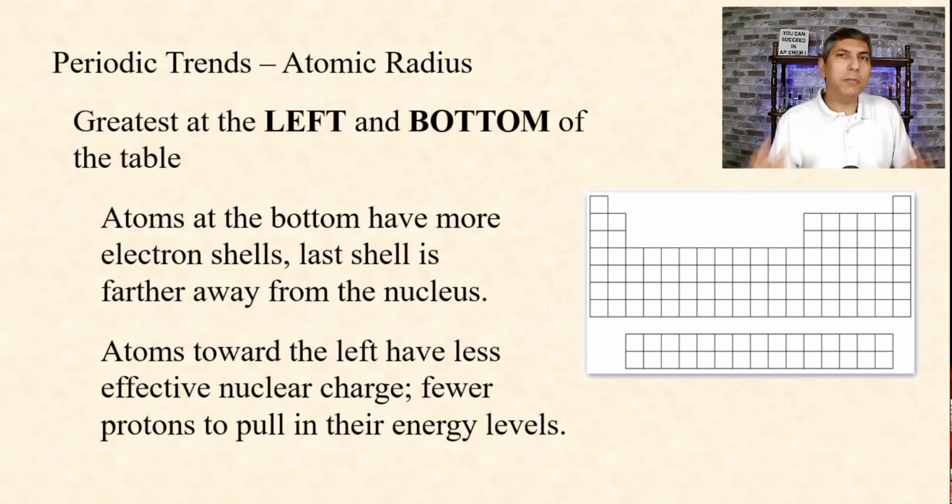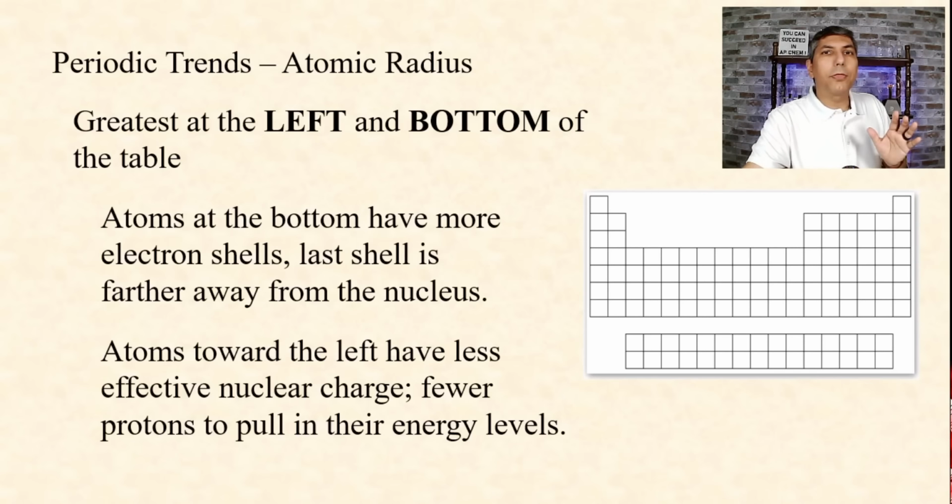Now, one mistake that students often make on the AP exam is they will try to explain why something is larger or smaller in terms of where something is on the periodic table. Don't make that mistake. Don't say that, for example, cesium is larger than lithium because cesium is farther down on the periodic table. That's not an explanation. That's not a reason. The reason is, cesium has more electron shells, and so its last shell is farther away from the nucleus. So be very careful as to how you make those explanations.